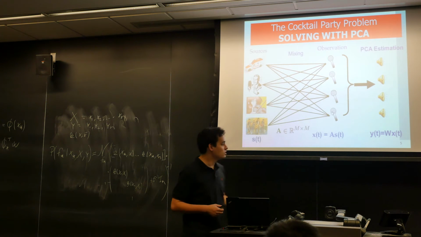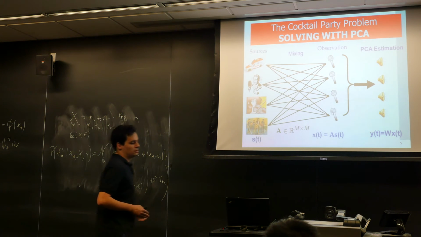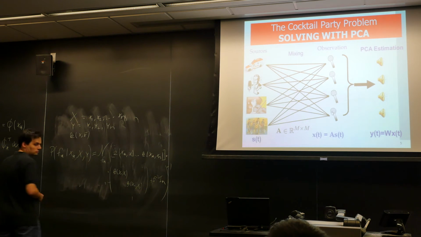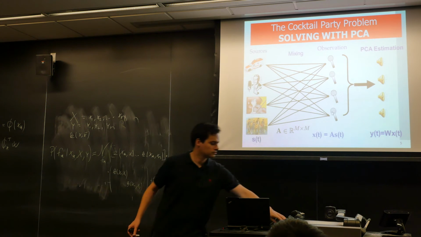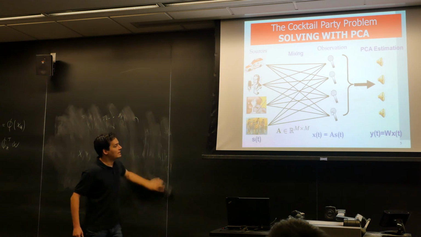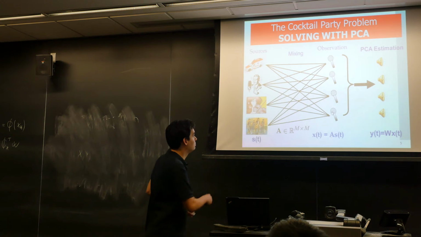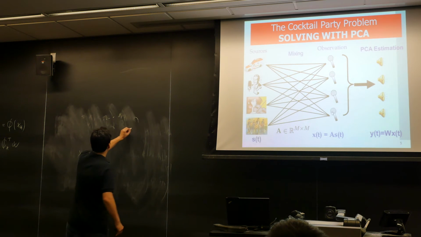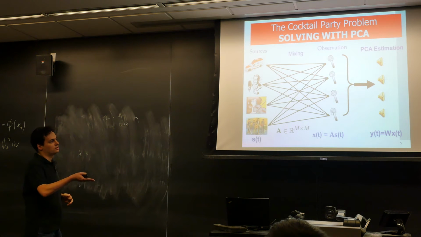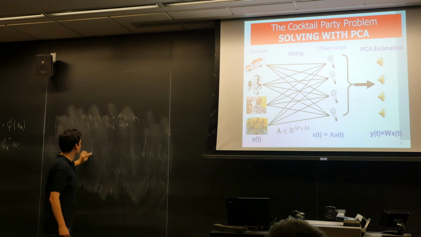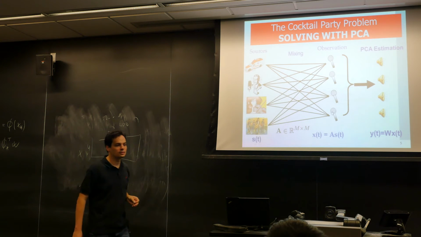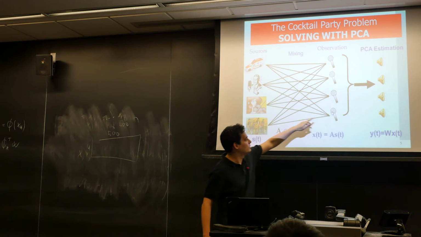So the input is a matrix. Let's say that each signal is sampled so that I have 500 long time series, okay? And then my input is a 4 times 500 matrix. Each row is a recording from these microphones.